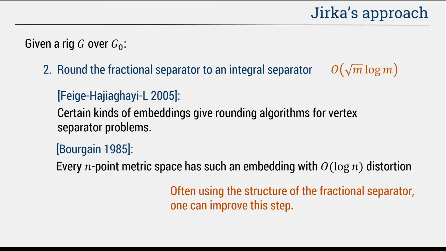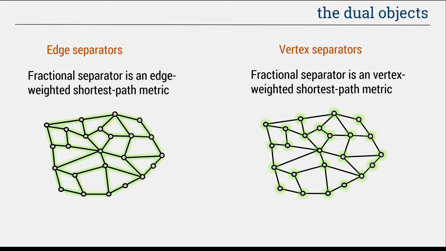You'd like to get rid of the log n using the structure of a fractional separator. In many cases, this can be done. Like you look at the dual solution, you look at the fractional separator, and because the graph has some special structure, you can improve this log n. So let me just tell you why it doesn't work. Like why Jirke didn't do it.